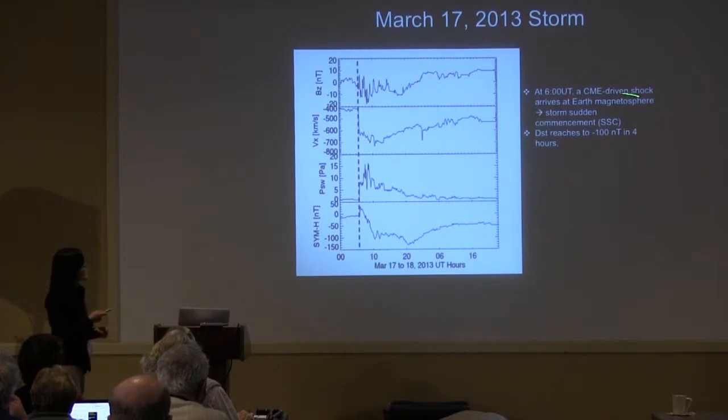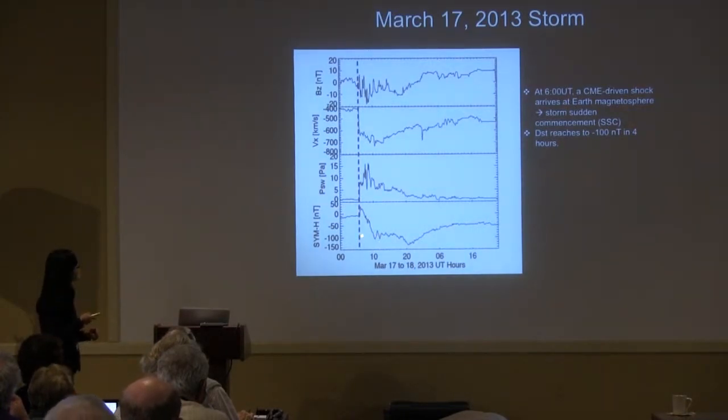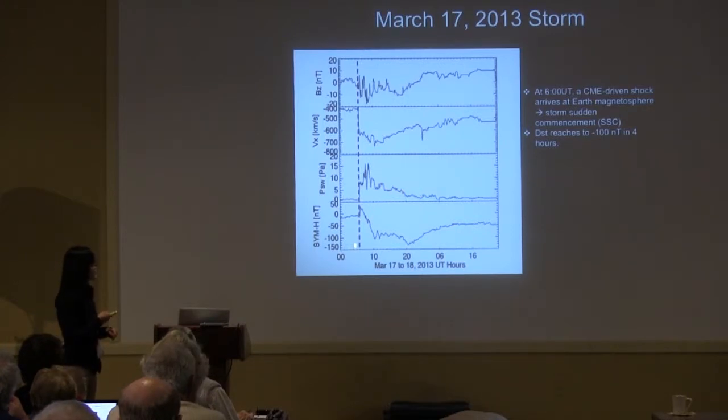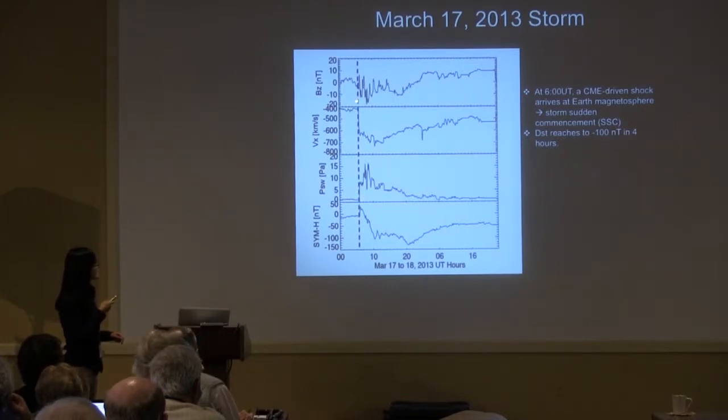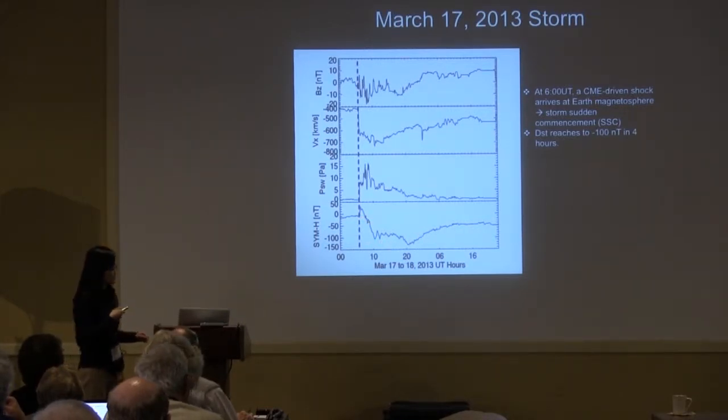This is a storm event on March 17. It was triggered by a CME-driven shock, which arrives at the magnetosphere around 6 UT. You see the solar wind pressure enhances here, and the Bz turns southward. You see the storm sudden commencement here, and the Dst reached down to minus 100 in just 4 hours.